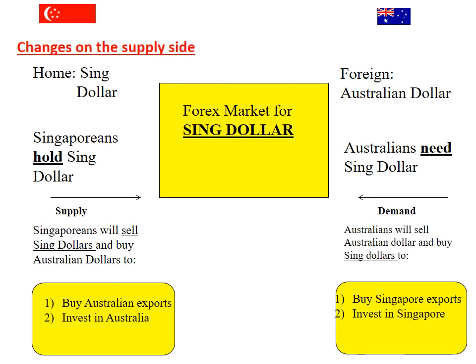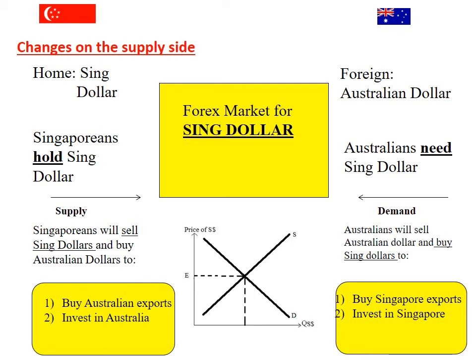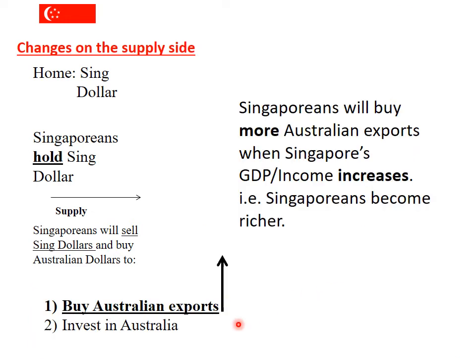Now let's take a look at changes on the supply side. Remember, supply side is the home people, so we're looking at the home currency, the Singapore people. Let's see what happens. You have the exchange rate as per norm. Now, let's say Singapore's motivation number 1 intensifies.